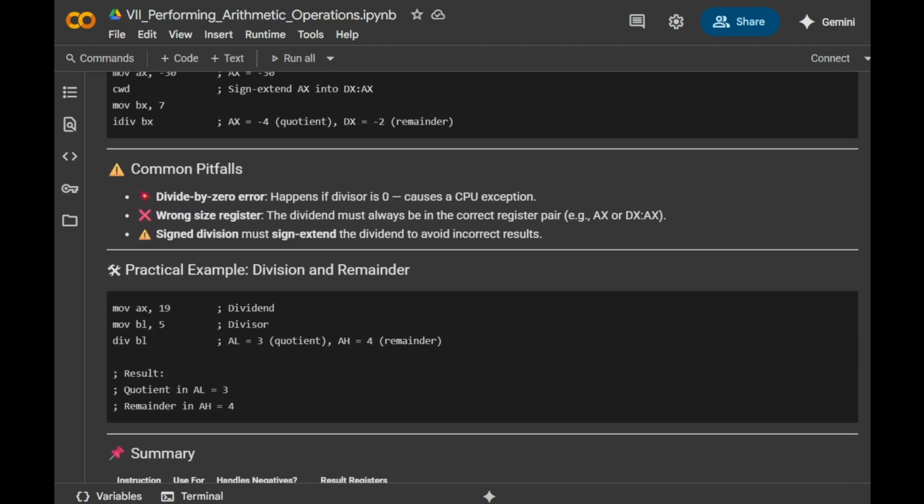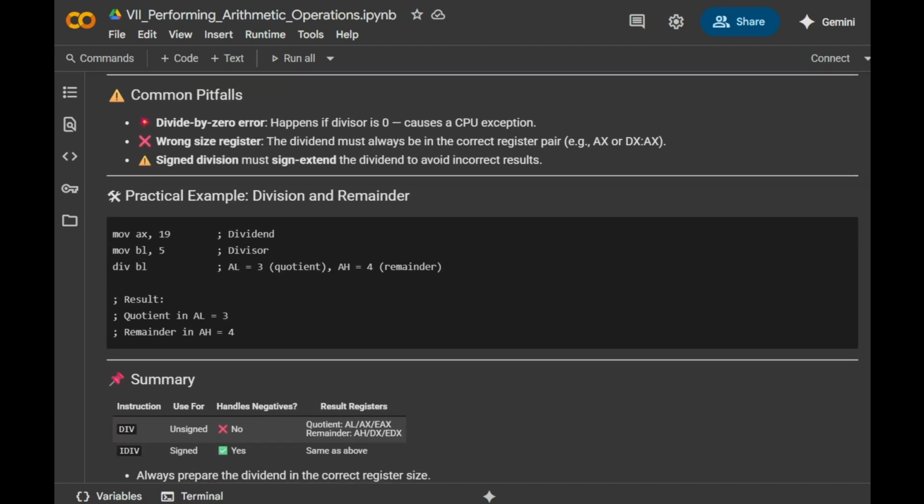There are some common pitfalls with division. The most serious is the divide by 0 error, which will cause a CPU exception. You must always ensure your divisor is not 0. Also, make sure the dividend is in the correct larger register pair. And for IDIV, always remember to sign extend the dividend.